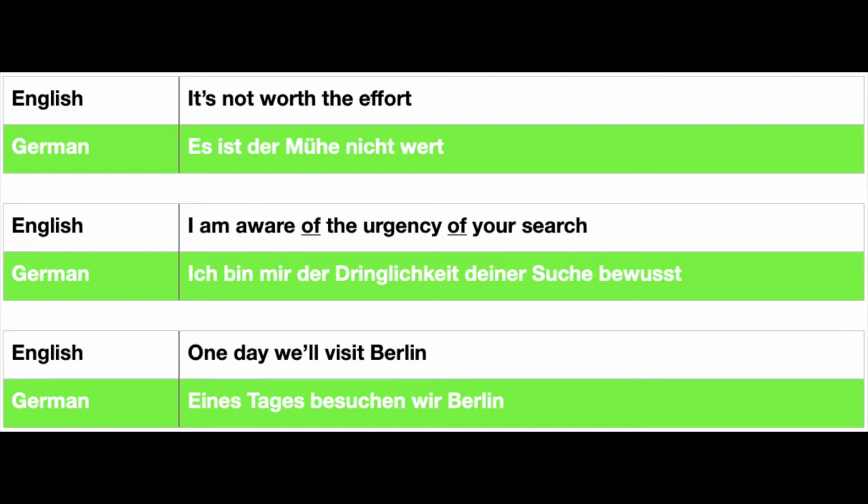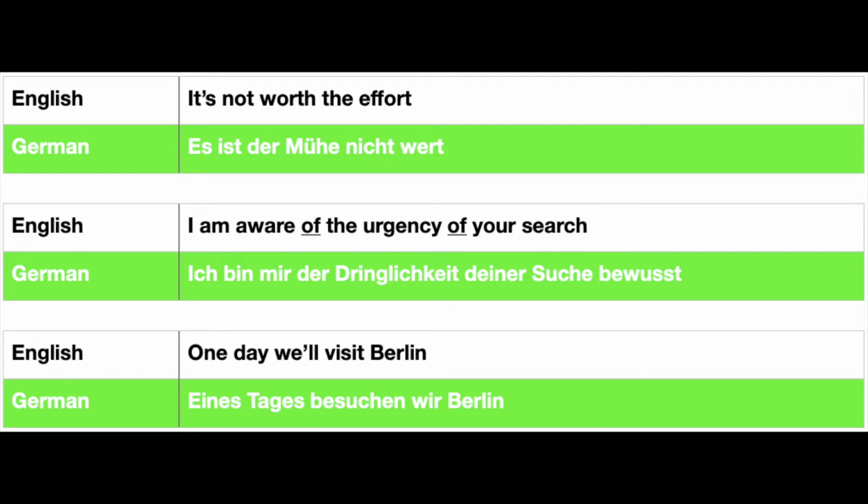And thirdly, one day we'll visit Berlin. Eines Tages besuchen wir Berlin. Like the second example that we have here, in many cases the expressions which use the genitive case in German will often contain the word of in the English translation of the phrase. This is often how you can figure out if something is being expressed in the genitive case.